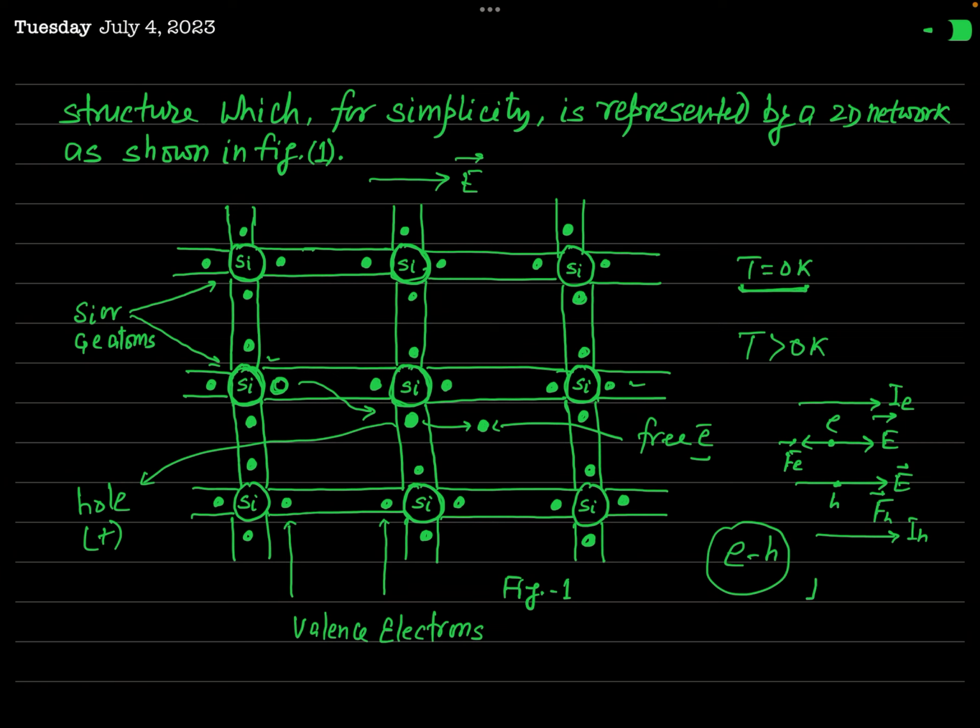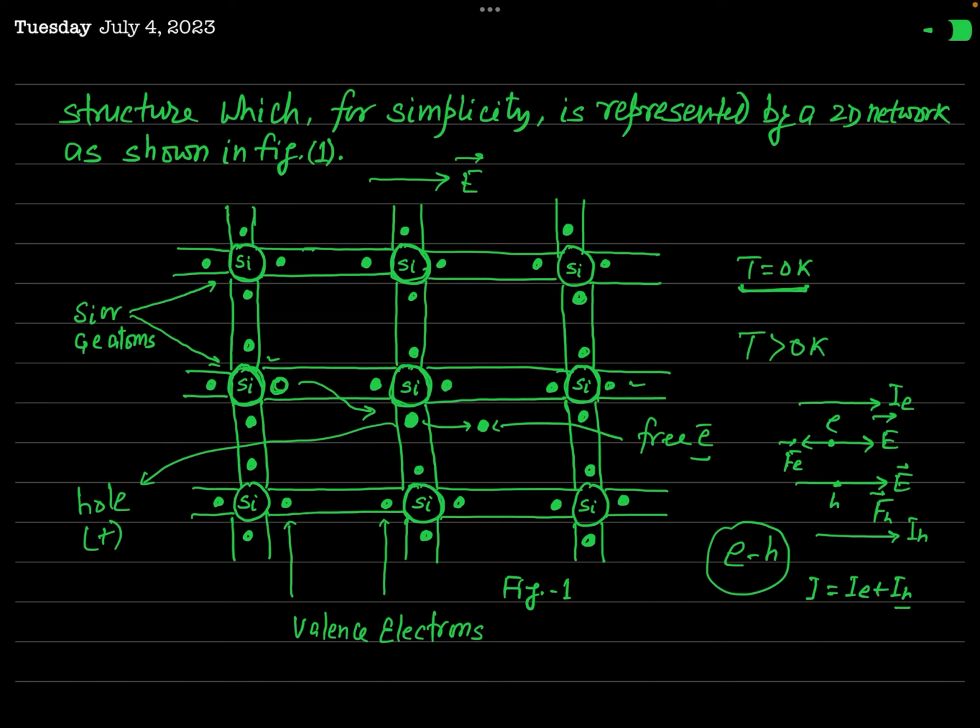So the net current that will flow will be equal to IE plus IH. Here IE is current constituted by the electron and IH is current constituted by the hole. And in this way, the material becomes conducting. So you can see, due to thermal agitation, electron-hole pair is created, okay? And due to the motion of these under the external electric field, electric conduction takes place.